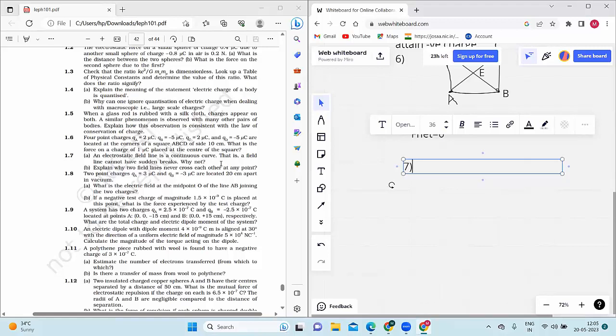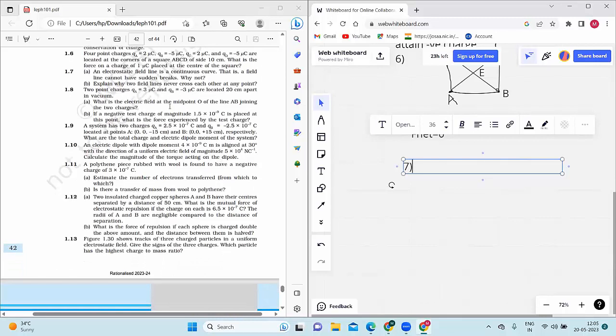I'll explain why two field lines never cross each other at a point. As we already discussed, the electric field is in the direction tangential to the field line. So if two different field lines cross each other, there would be two different tangents at that point. It represents that there would be two different electric fields at that point, which is not possible. So two electric field lines will never intersect each other at a point.